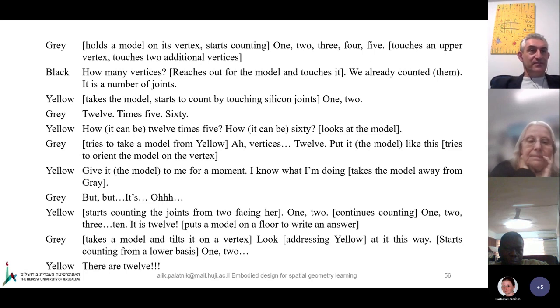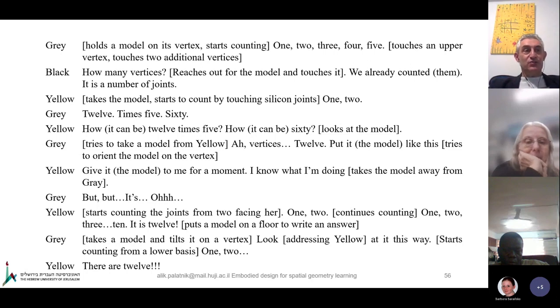How many vertices? We already counted. It's a number of joints. But okay, it's a number of joints, but you have to count the joints, yes? 12 times 5, 60. How can it be 12 times 5? How can it be 60? Because like they have this. And Gray tries to take the model from Yellow. Vertices. Okay, it's 12. Put it like this.